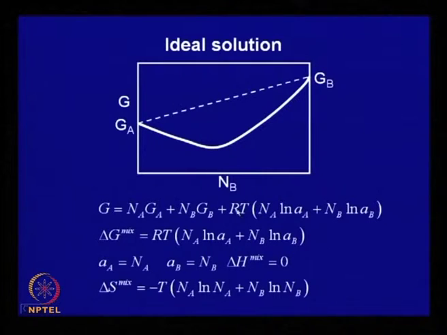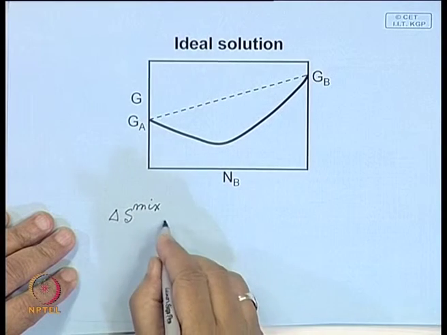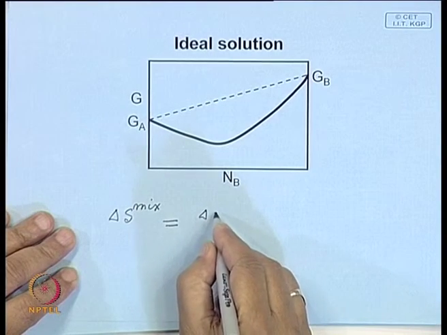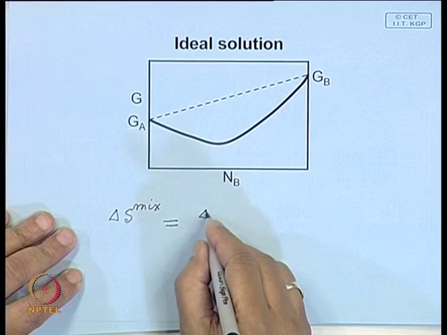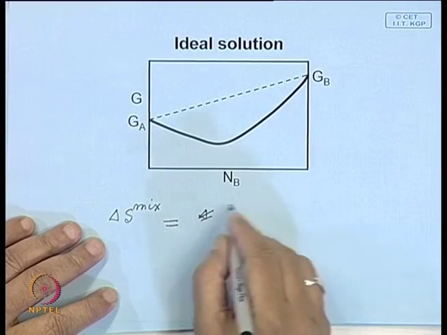So, therefore, this term actually represents the entropy contribution, and this is called the entropy of mixing, which is equal to, there is a mistake here, it should be R, not T. Entropy of mixing, entropy, the dimension is heat.